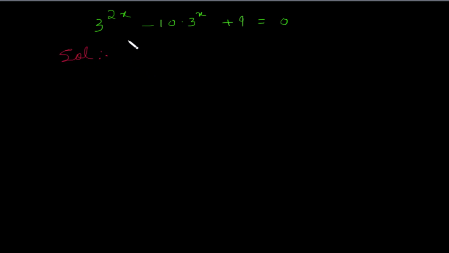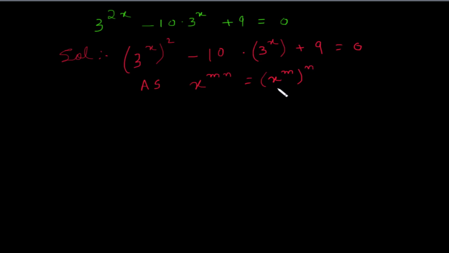We can rewrite it as (3^x)^2 - 10·3^x + 9 = 0. Now, as x^(mn) can be written as (x^m)^n, we apply this property here. Now let 3^x = b. So this equation becomes b^2 - 10b + 9 = 0. Now this is a quadratic equation in variable b.